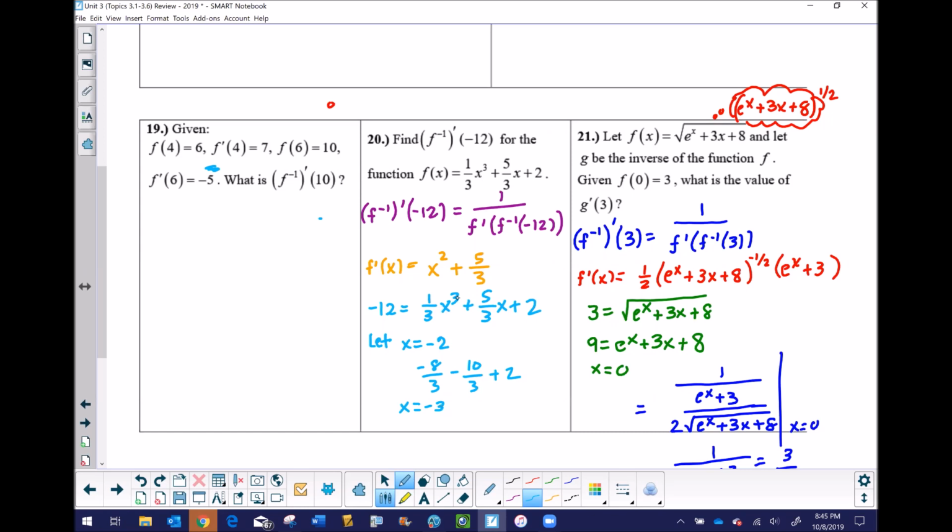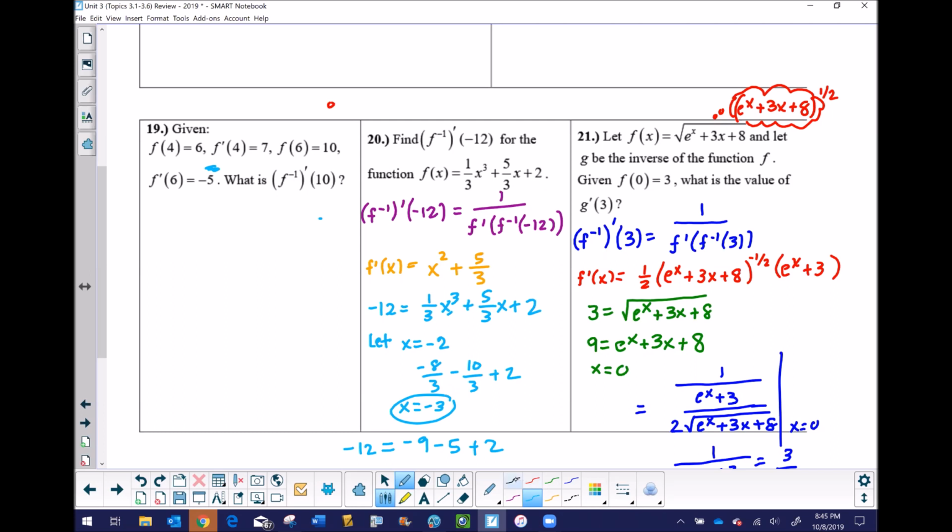So if we plug in -3, -27/3 is -9. 5/3 times -3 is -5. You agree with that? Add 2. And what does all this make? Well, looky. It is -12. Good thing we persevered, right? Just when we were on the brink of giving up. I almost told you I was going to give up. I stayed with it. All right.